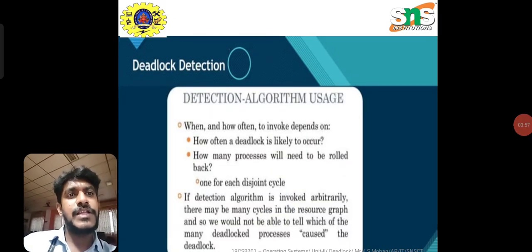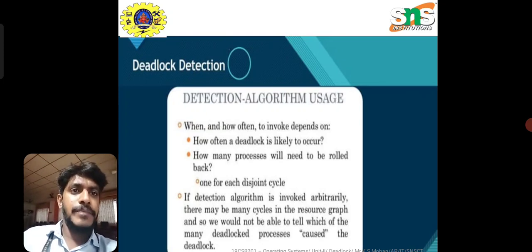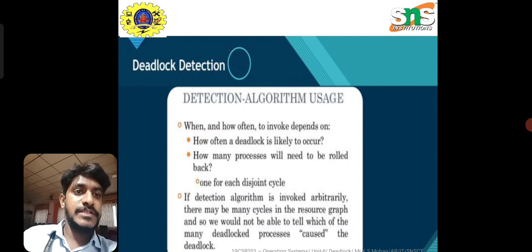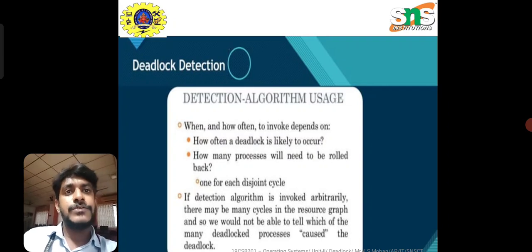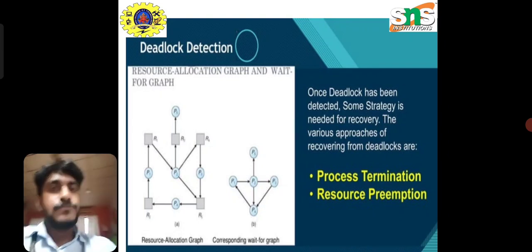When and how often to invoke the detection algorithm depends on how often a deadlock is likely to occur and how many processes will need to be rolled back, one for each disjoint cycle. If the detection algorithm is invoked arbitrarily, there may be many cycles in the resource graph, and so we are not able to tell which of the many deadlocked processes caused the deadlock.